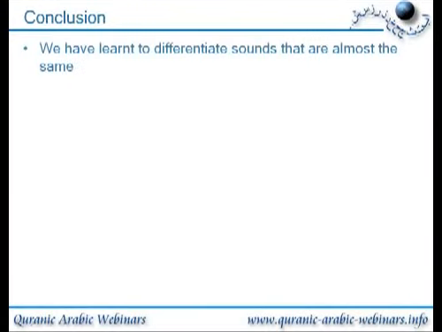Okay, so conclusion then, we have learnt to differentiate the sounds that are almost the same. The most important thing from that exercise is for you to appreciate that you have to be very, very careful with the pronunciations, and you have to understand there's a difference between those letters. And we've only done it with them in their sakin mode, but with all the normal haraka, i.e. the fatha, kasra, dhamma, or with the tanween, you have to apply the same sort of preciseness and be very careful with your pronunciation, and do not mix up the sounds.